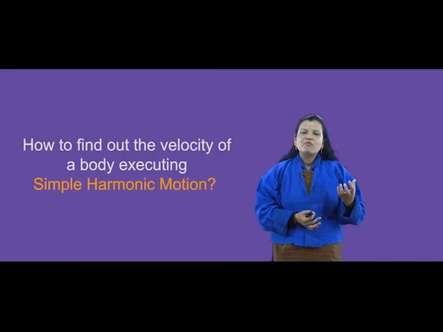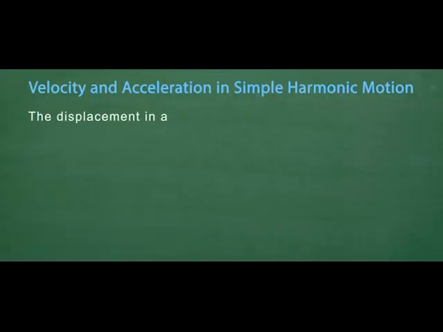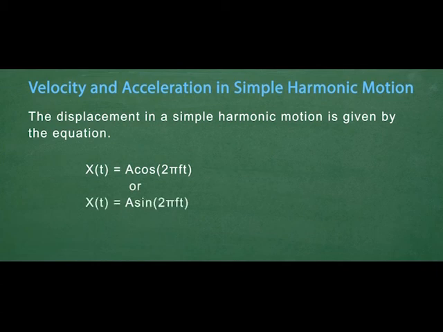With that concept, let's move on to the next subtopic, that is how to find the velocity of a body executing simple harmonic motion. The displacement in simple harmonic motion is given by the equation x equals a cos 2πft or x equals a sin 2πft. Remember that we use the letter x to represent displacement.